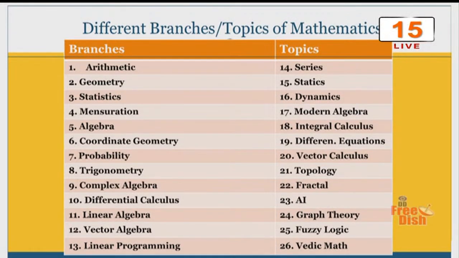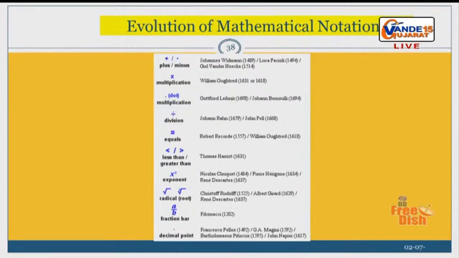What are the branches of mathematics we are being taught, and broadly there are 28, 29, and then the evolution of mathematics. If we think about the signs, the plus and minus sign is around 1489, then the multiplication sign 1631, the dot 1698. So, all these symbols are not very old. All these symbols appeared around 500 years ago.